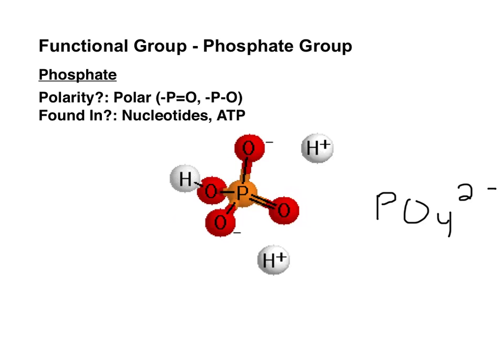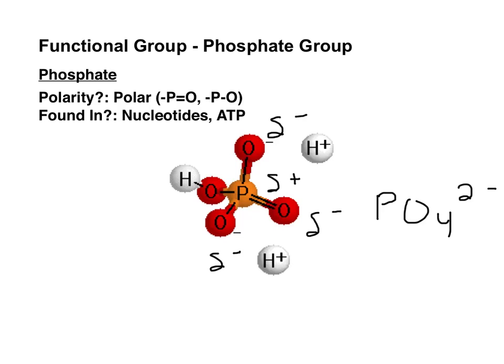We have our partially negatively charged oxygens, and we have our partially positively charged phosphate. So just like in the case of a hydroxyl group or an amino group, this functional group will also instill polar properties on the larger biological molecule, and we're going to see phosphate groups as part of the structure of nucleotides and eventually as part of the structure of a molecule called ATP, but more on that in a future video.